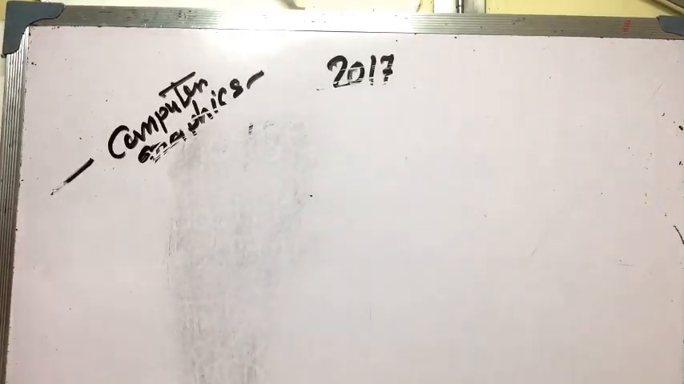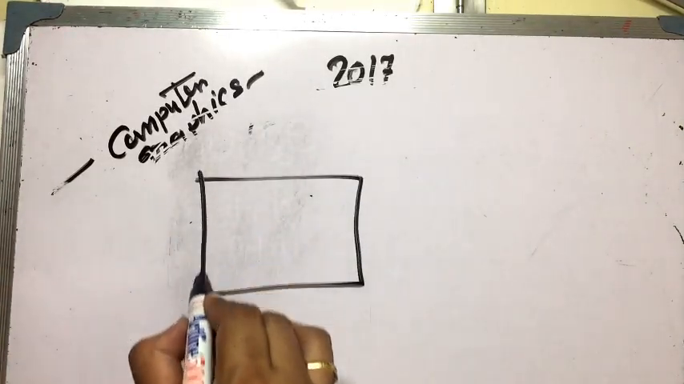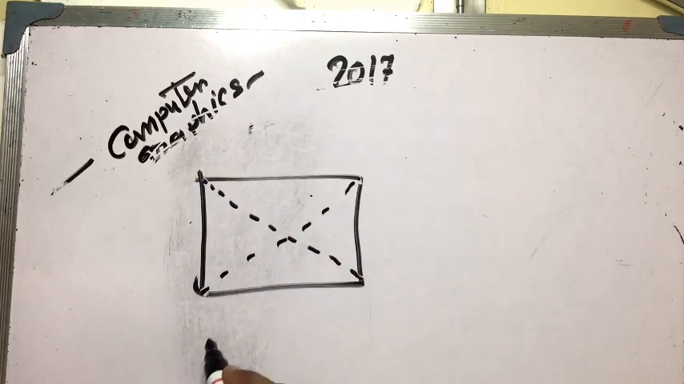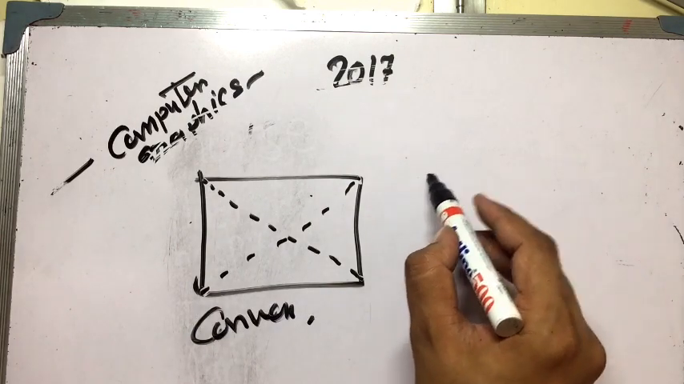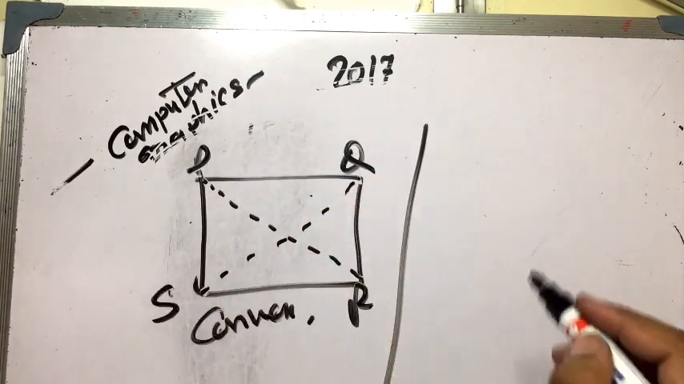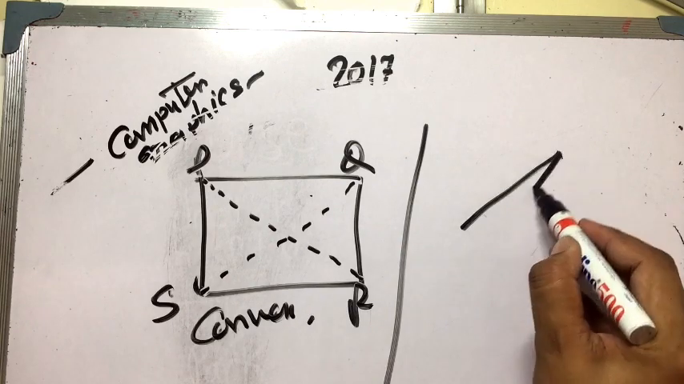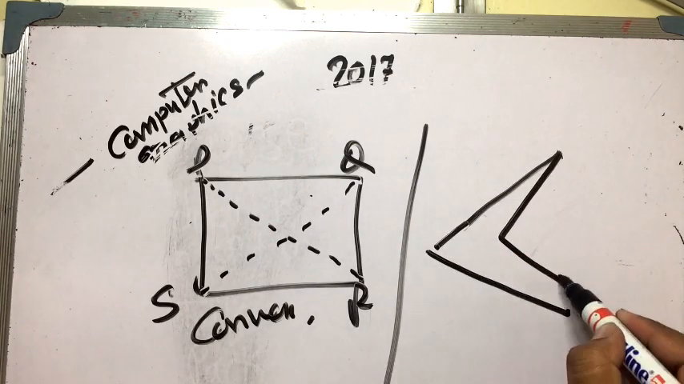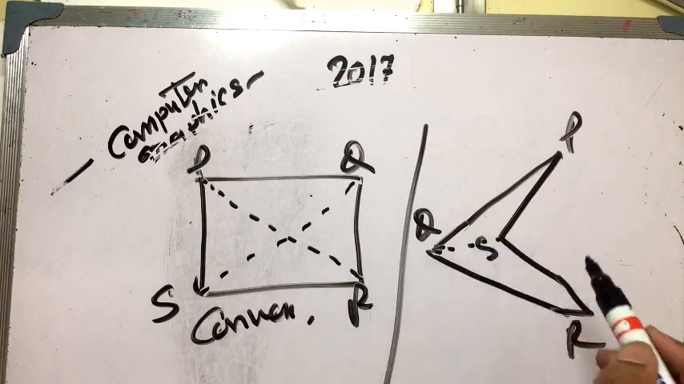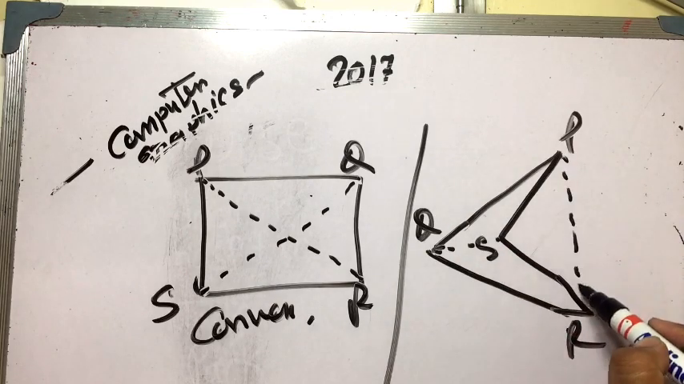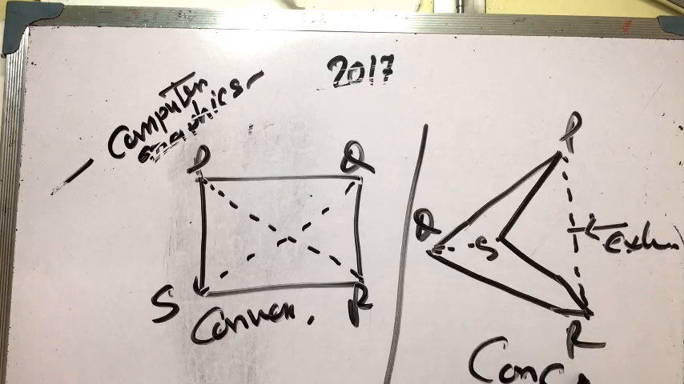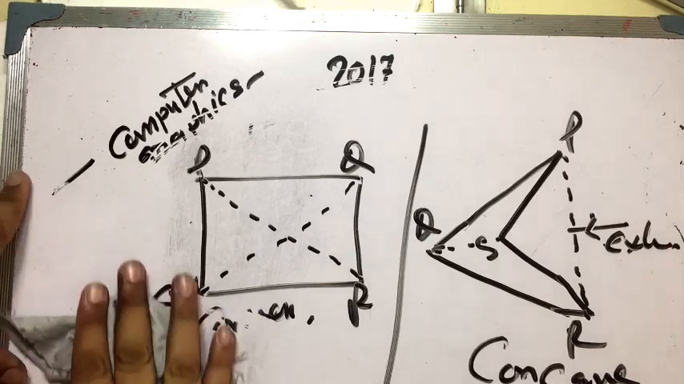Now let us consider diagrams. Suppose this is a square polygon. If we connect the diagonals, all diagonals are interior, so this is convex. Suppose another diagram with P, Q, R, S, where all diagonals are inside the polygon. Now consider another polygon P, Q, R, S. This is one diagonal and this is another diagonal. This one is exterior while the others are interior, so this is concave.